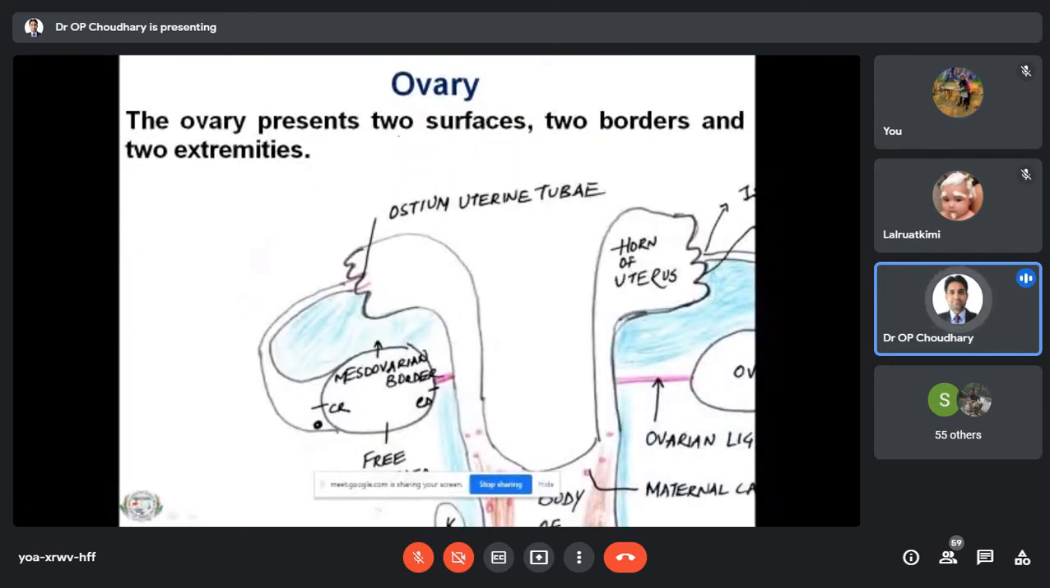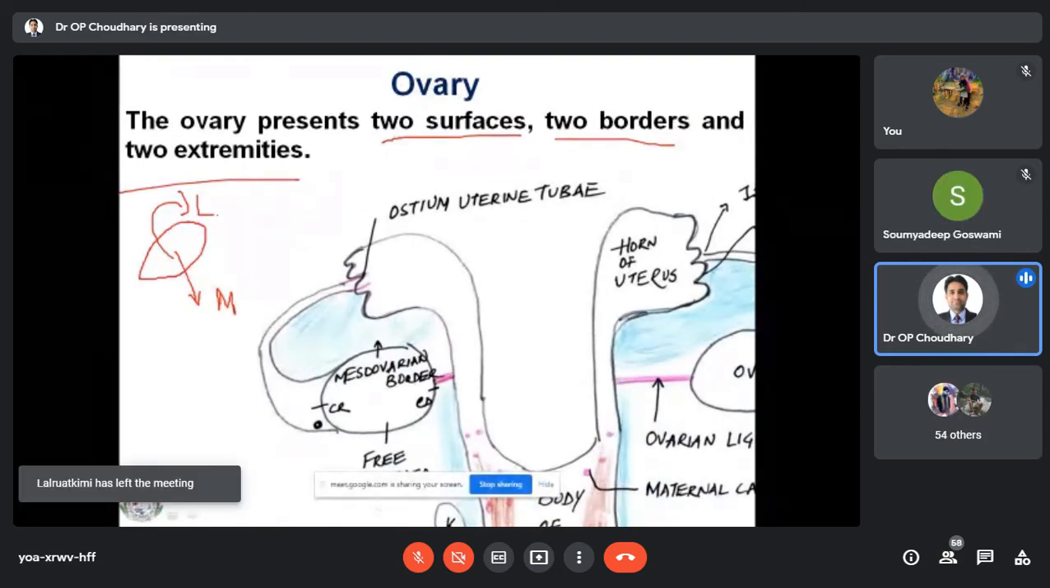Then the ovary usually consists of 2 surfaces, 2 borders, and 2 extremities. This is very, very important. Suppose this is the ovary. The surfaces will be on either side: one is the medial surface and the other is the lateral surface. Both surfaces are smooth and rounded. There is no other structure present. Only 2 surfaces on the ovary, called medial and lateral surfaces, and these surfaces are smooth and rounded.